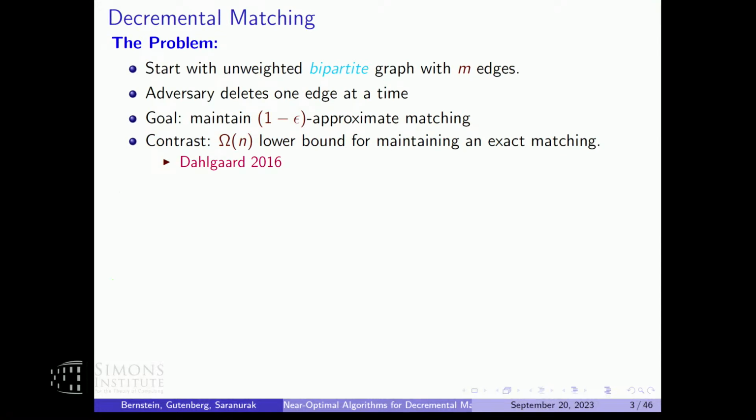Okay, so the first part is about matching. We've seen this problem many times already this week. In this particular setting, we're going to assume a bipartite graph, and the adversary just deletes one edge at a time. Say the graph is unweighted, you could make this work for weighted graphs. The goal is to maintain a 1 minus epsilon approximate matching. Note that maintaining an exact matching is hard, so you really need this 1 minus epsilon approximation.